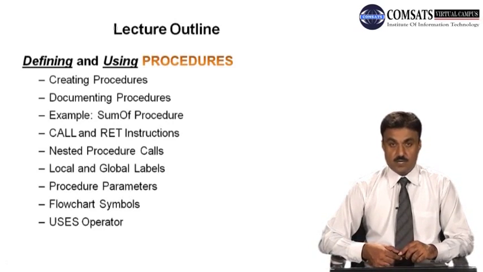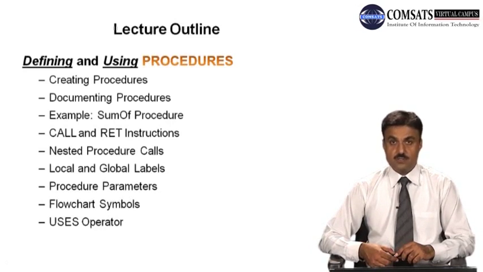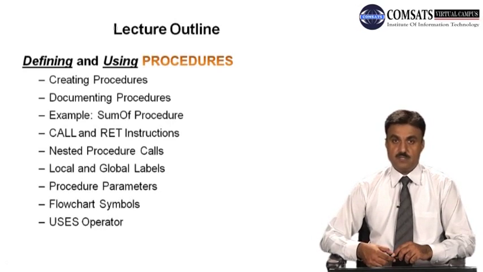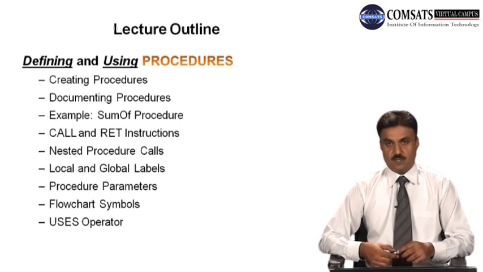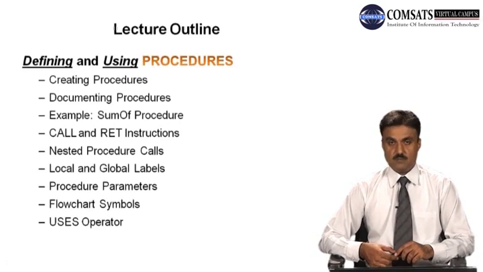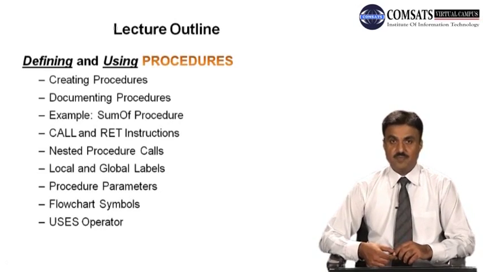Then we will discuss nested procedure calls, like how we can call a procedure from another procedure, and so on. Then local and global labels that we use for jump, conditional and unconditional flow control instructions. And then procedure parameters, and flowcharts, how we can represent our whole procedure in the form of a flowchart. Actually this topic is not part of this lecture or part of the subject. You will understand flowcharts, but how we can document or write flowcharts, there will be one slide about that. Then the last one will be the USES parameter.